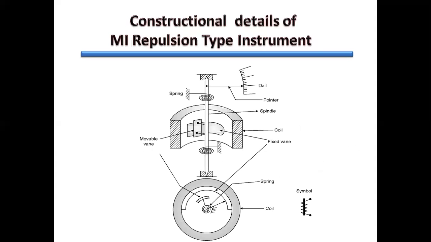Next type is moving iron repulsion type instrument. Here, magnetic repulsion principle is utilized for the functioning of the instrument.